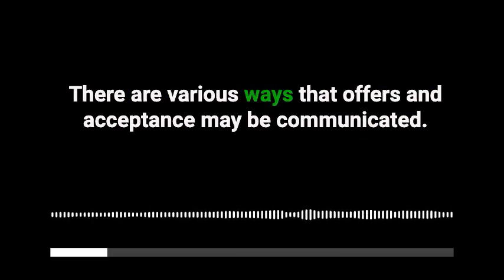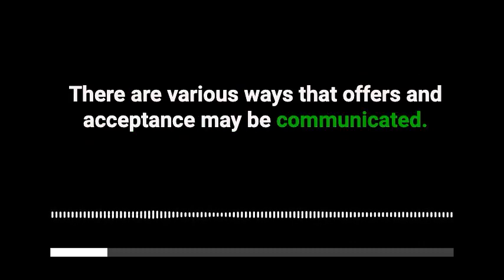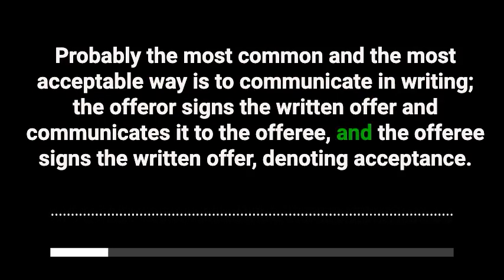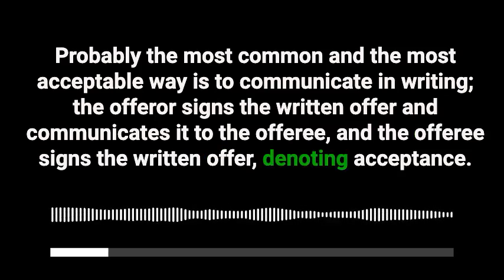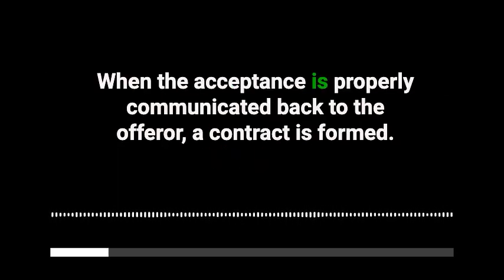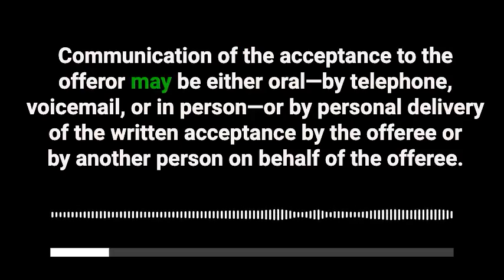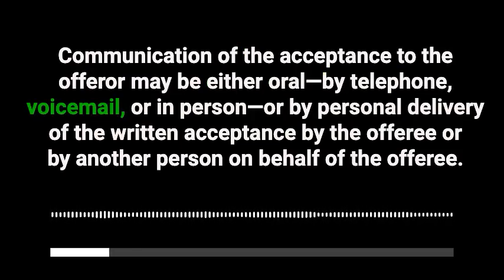There are various ways that offers and acceptance may be communicated. Probably the most common and the most acceptable way is to communicate in writing. The offerer signs the written offer and communicates it to the offeree, and the offeree signs the written offer, denoting acceptance. When the acceptance is properly communicated back to the offerer, a contract is formed. Communication of the acceptance to the offerer may be either oral, by telephone, voicemail, or in person, or by personal delivery of the written acceptance by the offeree or by another person on behalf of the offeree.